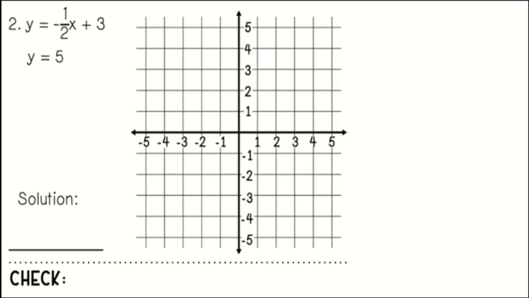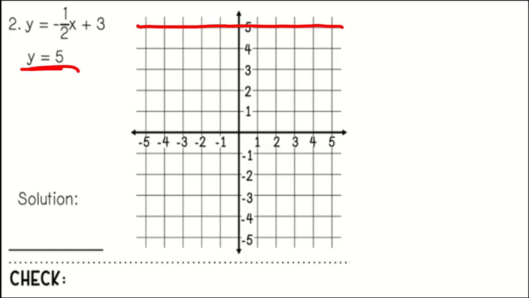There are a couple different ways we can solve these. Two of the ways we're going to get to in the next few days. Two of the ways we're going to do today. One way is by graphing them. If you graph each of these equations, I'll start with this one because it's easier. Y equals 5. Right there, a horizontal line through the 5.